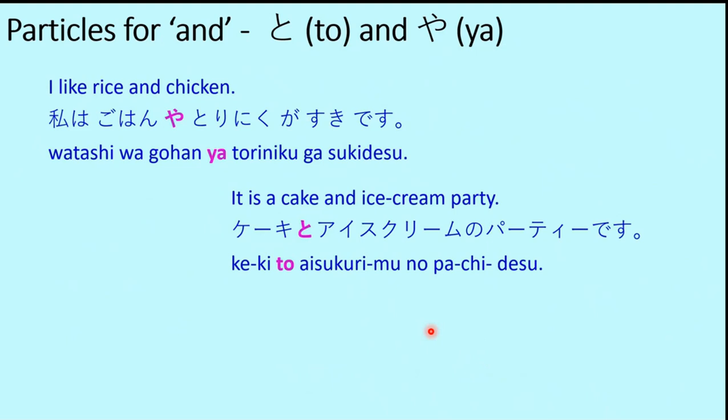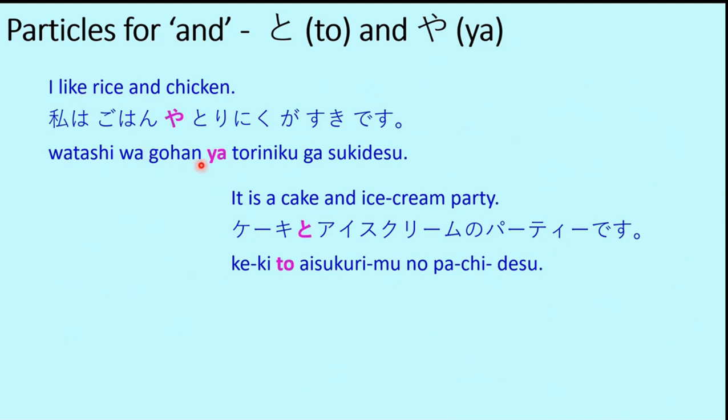I like rice and chicken. I like rice and chicken doesn't mean I do not like any other things in this world. So here again, ya will be applicable and not to, because rice and chicken are not the only two items on the list which I like, but this is a generic statement that I like rice and chicken. I may like other things as well, but I like rice and chicken.